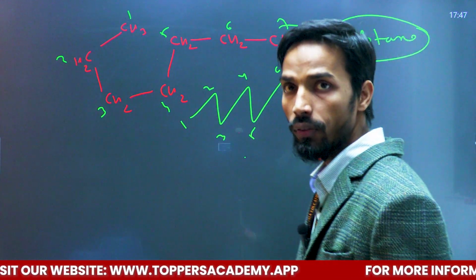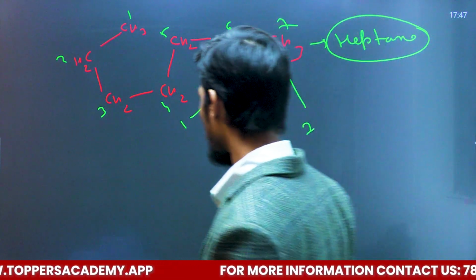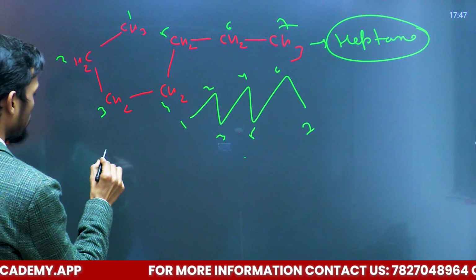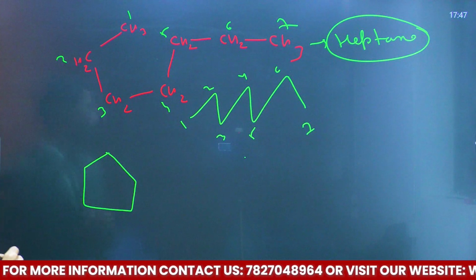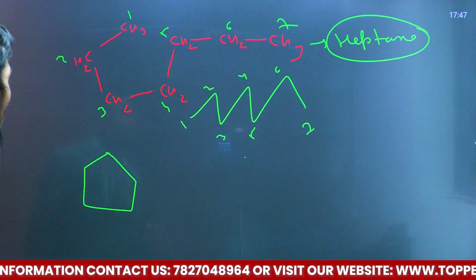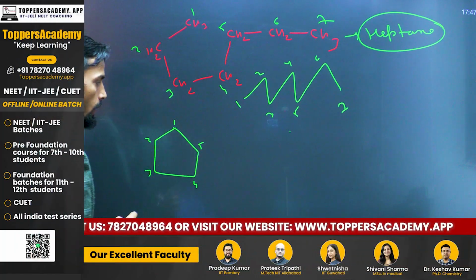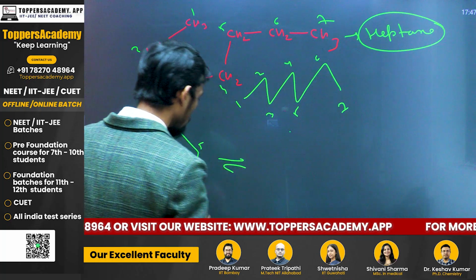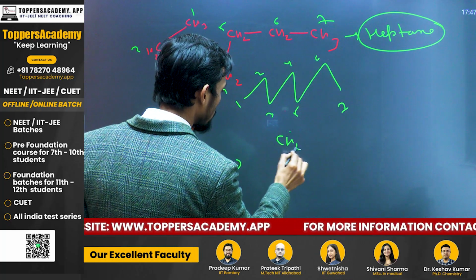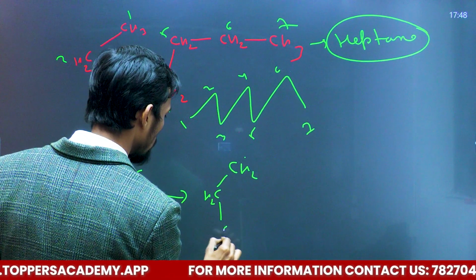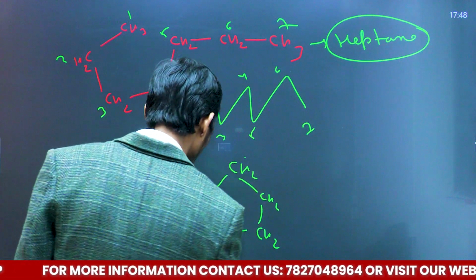Bond line notation of heptane in the zigzag way. So if we are having some alcohol, it is cyclopentane. 5 carbon are there. 1, 2, 3, 4, 5. And if we open the structure, it is like this: CH2, CH2, CH2, CH2, CH2, CH2.